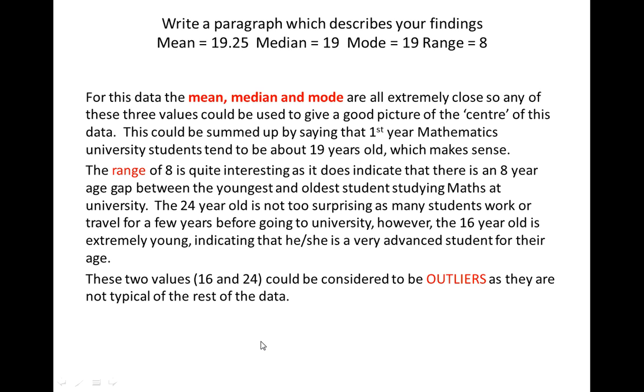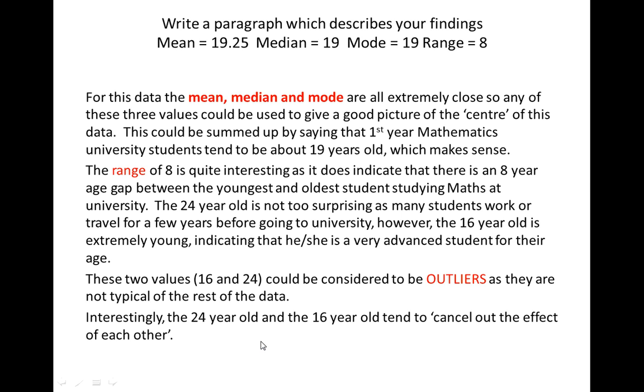Something else to note, these 2 values, the 16 and the 24, could be considered to be what we call outliers, as they are not typical of the rest of the data. They are quite different to the rest of the data. And interestingly, the 24-year-old and the 16-year-old tend to cancel out the effect of each other when we are calculating values like the mean and the median. Okay, so there's an example of a paragraph that we could write which describes our findings.